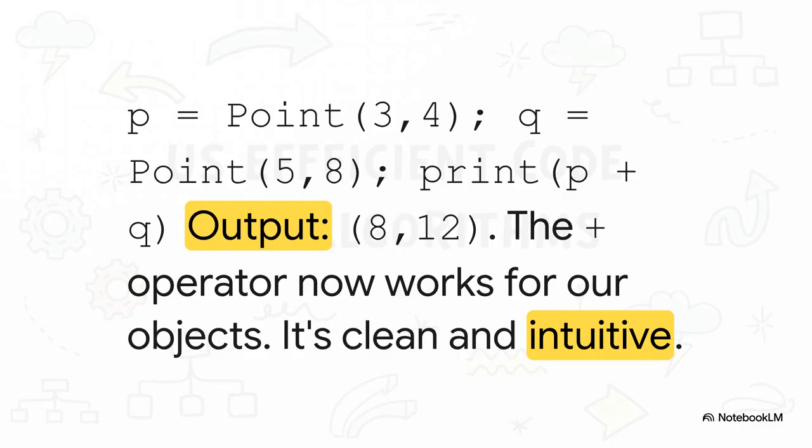And here's where it all pays off. We create 2 point objects, P and Q, from our blueprint. And then we can just write print P plus Q. It's that simple. Because we defined that custom add behavior, Python knows exactly what we mean. Add the x's, add the y's, and give us back a new point. The result is a new point at 8, 12. It's just a much cleaner, more intuitive way to write complex code.